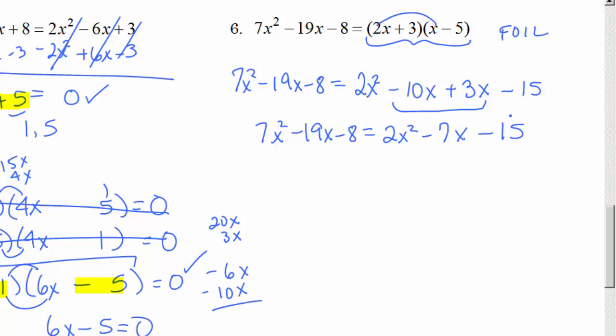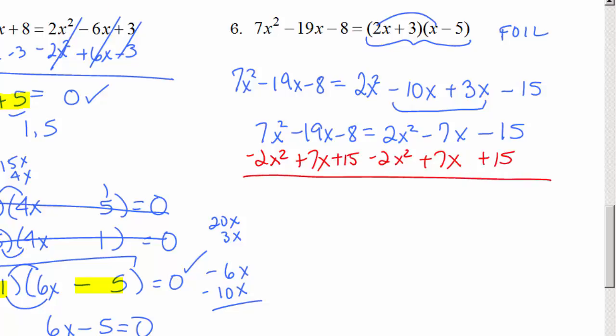I want to move everything to one side. So I'm going to subtract the 2x squared. I just move it to the side that keeps my x squared positive. Okay, so what do I have? I have 5x squared minus 12x plus 7 equals 0. Again, I'm just checking my arithmetic. That is all 0. I think I'm good.